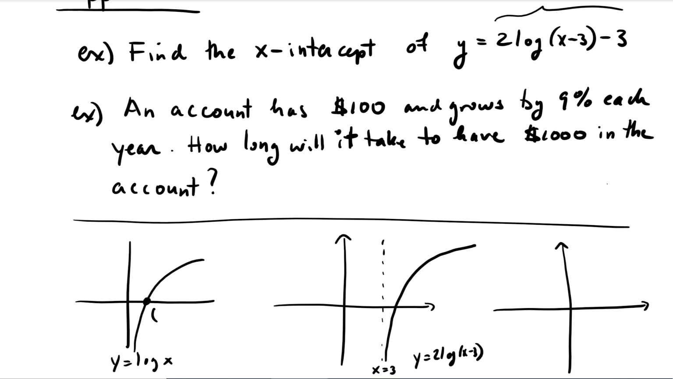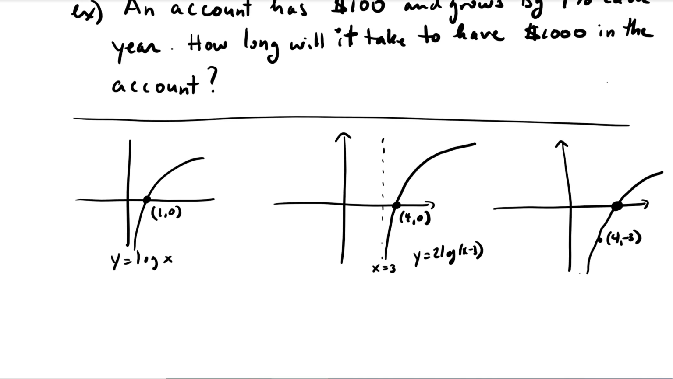So maybe we want to keep track of some points. Maybe the x-intercept here initially is (1, 0). After that it gets moved by 3 to the right, so it gets moved to (4, 0). And then (4, 0) will be sent 3 units down, so it goes to (4, -3). So we see that we're going to end up with a different x-intercept, and this is what we want to calculate here. So how do we find it? Well, we equate the function to 0 and solve for x.